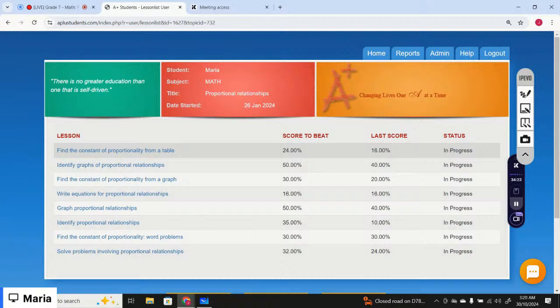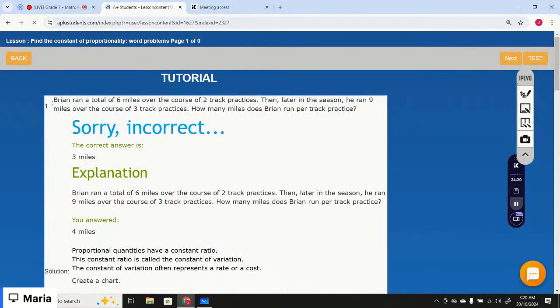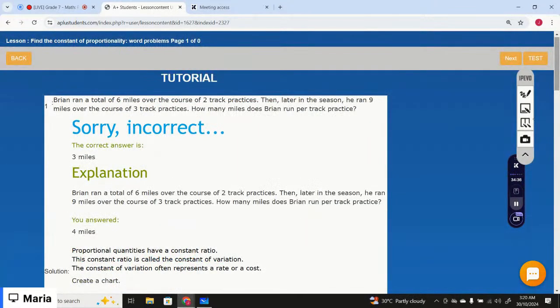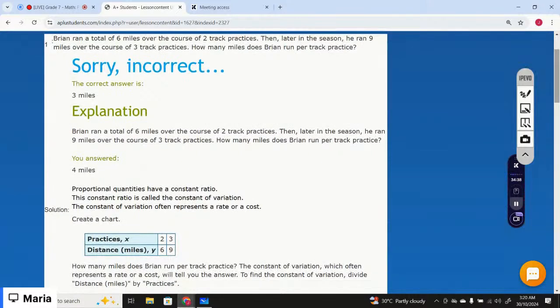The next lesson is find the constant of proportionality word problems. So basically the constant of proportionality means you need to calculate the slope, right? Let's just start with the practice questions.